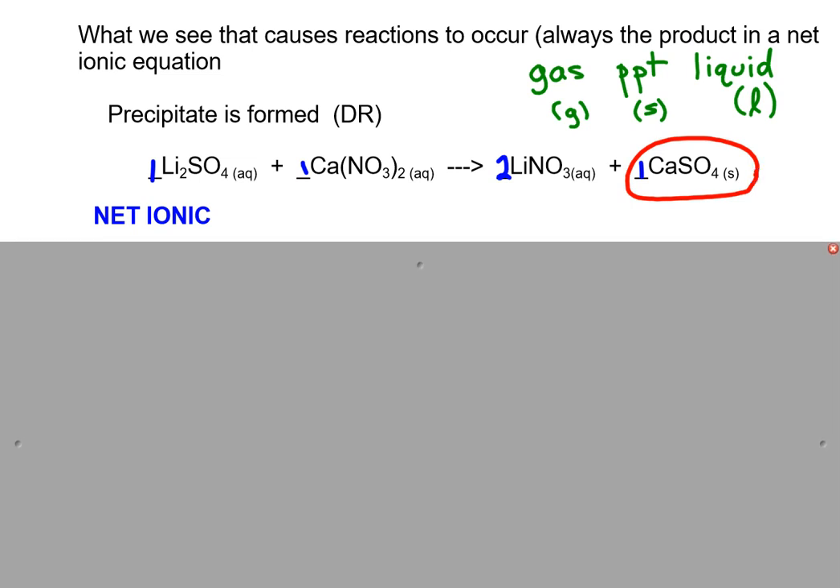So now we're going to do our net ionic equation, and we're going to start with the solid, CaSO4 solid. We need a little underline so we can get the balancing. And now we're going to rip that apart. So who's first?